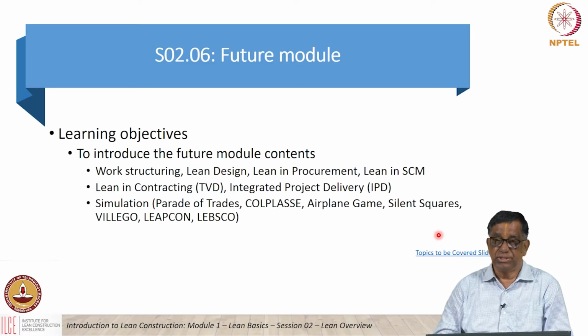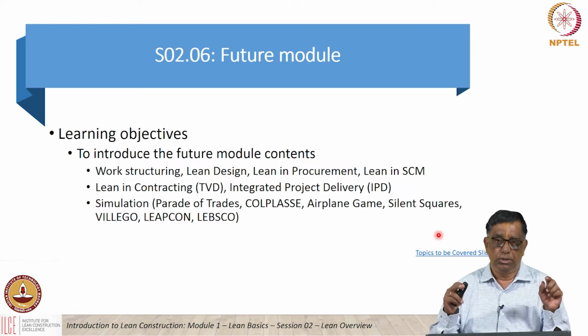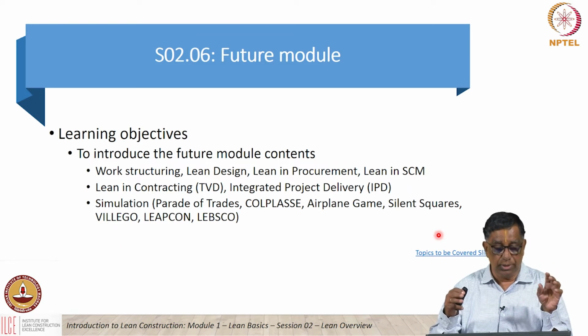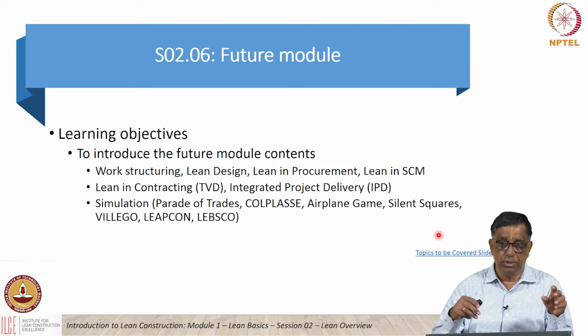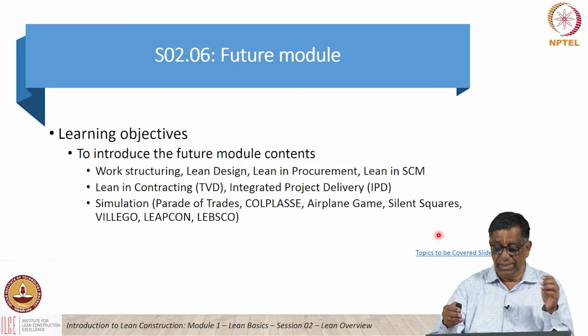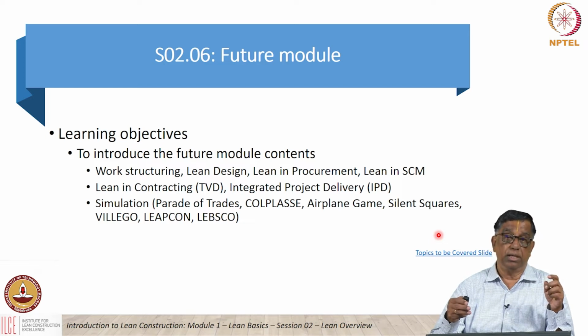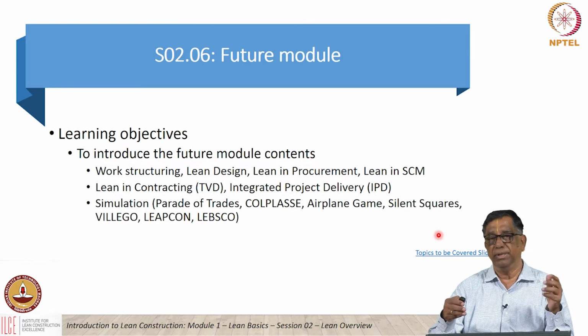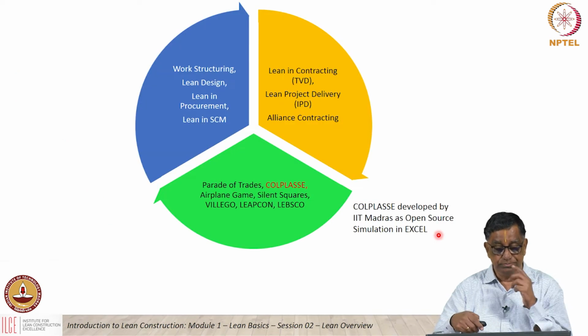In this section S 2.06, we look at the future module. That means some other topics which we are going to cover later. For example, work structuring, which may come up briefly as part of CPS or collaborative planning system, lean design, lean and procurement, supply chain management. Then there are a number of contracting models in lean like target value design, IPD and so on. And there are many simulation softwares available. We can look at them also later.